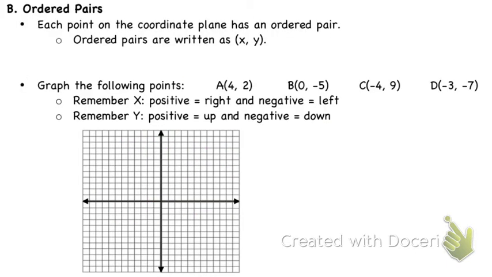Section B, talking about ordered pairs. Each point on the coordinate plane has an ordered pair. Ordered pairs are written x, comma, y. We have the x coordinate, then the y coordinate. It's alphabetical. X comes before y in the alphabet, and x comes before y in our coordinate. I want us to graph these following points, A, B, C, and D, and they each have the coordinates next to them. Go ahead and graph one and label it. Go ahead and do that now on your sheet, okay?